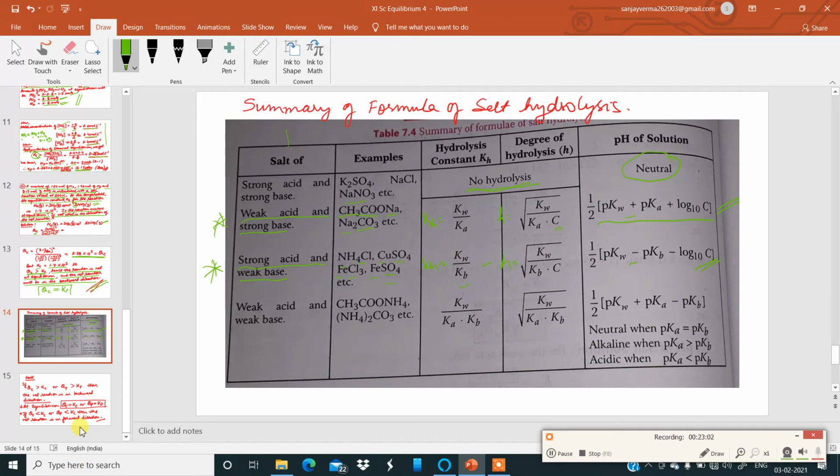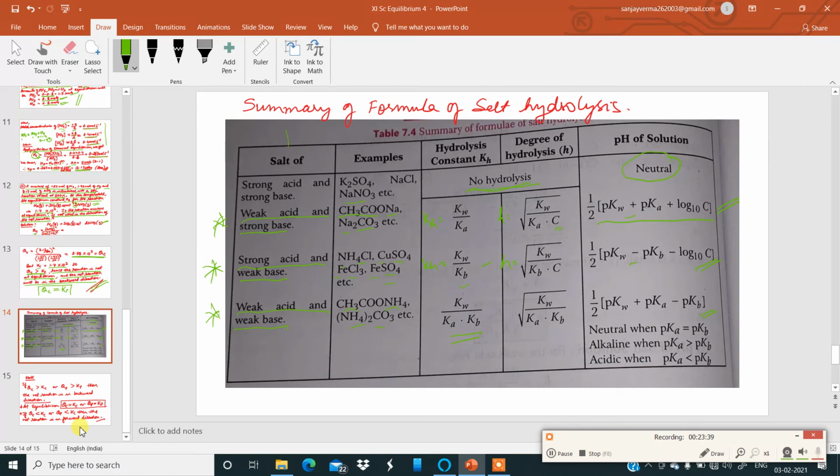Now we have another important thing over here, the third one: salts of weak acid and weak base. Both are weak. At that time the hydrolysis constant will become Kw by Ka into Kb, and the degree of hydrolysis becomes root under Kw by Ka into Kb. The concentration C goes away. For such a solution, the pH formula is half into pKw plus pKa minus pKb.